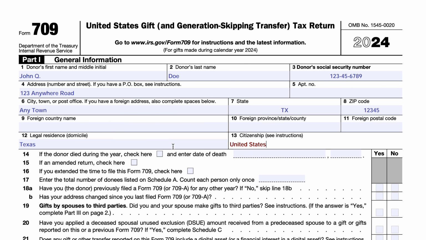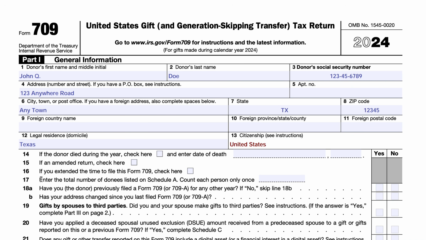John Doe did not die during the year, but if he did, you would check the box, enter the date of death. If this was an amended gift tax return, you would check this. There's not a separate form like a form 709X. You would just use 709 and then check this box that's an amended return. And then if you filed an extension, you would check this box.